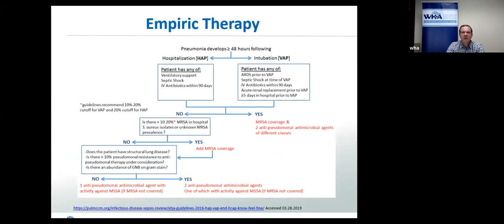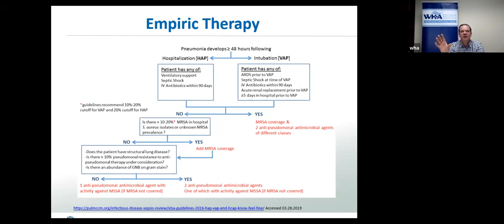Now, empiric therapy, again, is going to depend on your health system. So this is one of my favorite algorithms. It's publicly available on a link on a website called palmcriticalcare.org, and it is somewhere where you could start your own algorithm, but I don't want to suggest that this is for every hospital. It is completely dependent on your biogram and what organisms live in your hospital and in your community.